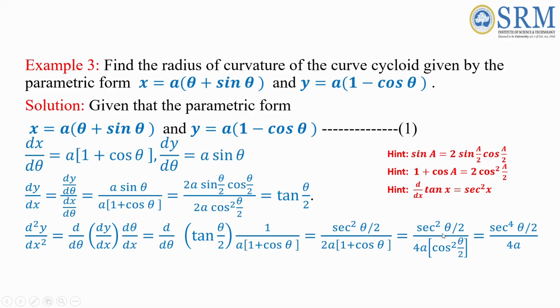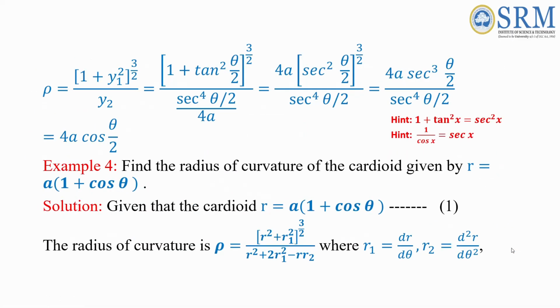Again, by the second identity, we are having secant square theta by 2 whole divided by 4a into cos square theta by 2. Then this gives secant power 4 theta by 2 divided by 4a. Now plug the values of y1 and y2, then we are getting (1 plus tan square theta by 2) whole power 3 by 2 whole divided by secant power 4 theta by 2 divided by 4a.